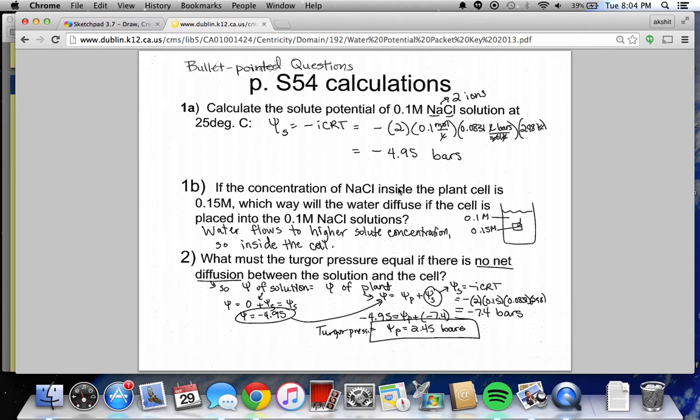If the concentration of NaCl inside the plant cell is 0.15, which way will the water diffuse if the cell is placed into the 0.1 NaCl solution? So inside it's 0.15 and outside it's 0.1 molar. In the last video I discussed how it goes from lower molarity to higher molarity because it goes from a higher concentration of water to a lower concentration of water. So it would go from 0.1 to 0.15, from the outside to the inside. And if you think about it, since it's 0.1 molar of sucrose, it's 0.9 molar of water, and since it's 0.15 molar of sucrose, it's 0.85 molar of water, so it's still going from high to low concentration of water.